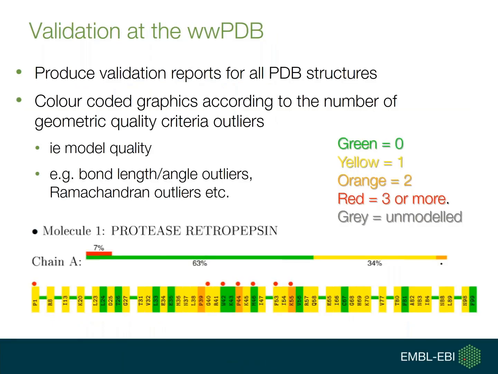Another thing we do across the wwPDB is to produce validation reports for all new PDB structures. Within these, we produce color-coded graphics for all the proteins, showing the geometric quality outliers within the protein itself. The green residues are along the bottom of the screen here. Green represents no quality outliers, ranging to red, which means there are 3 or more model quality issues. These can be things like bond length, bond angle, Ramachandran outliers, or too close contacts.